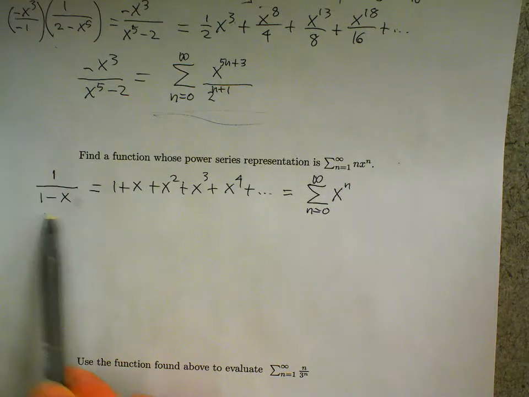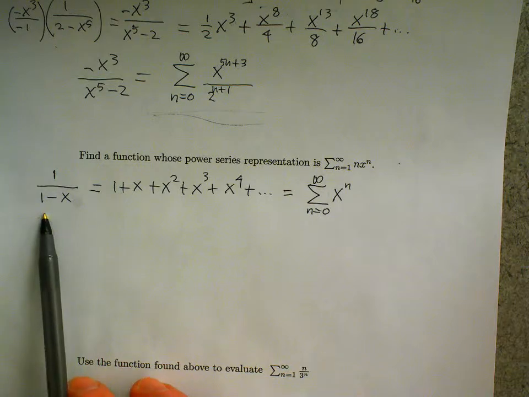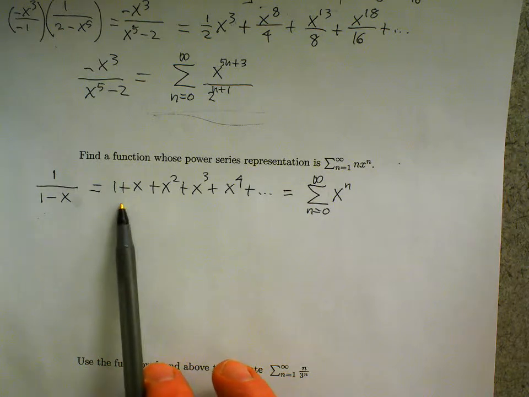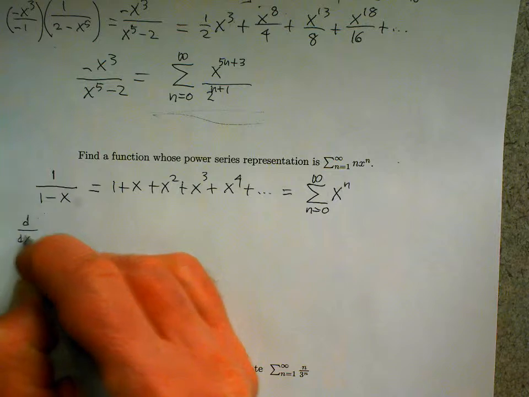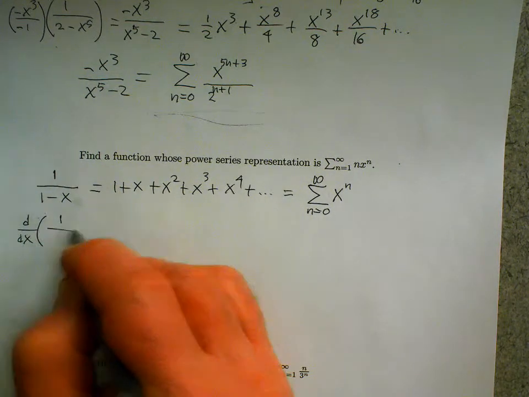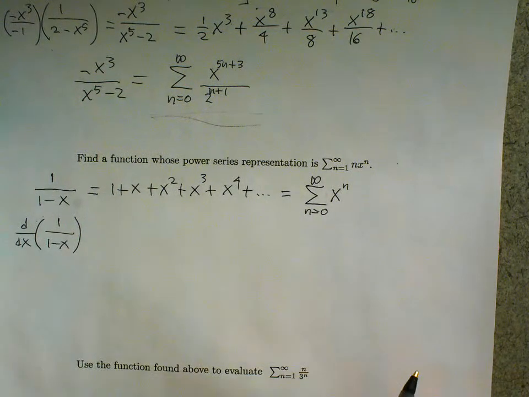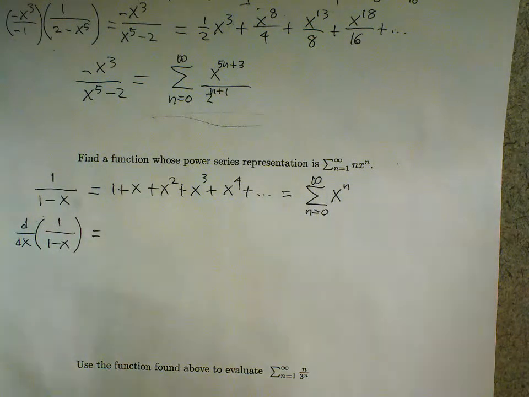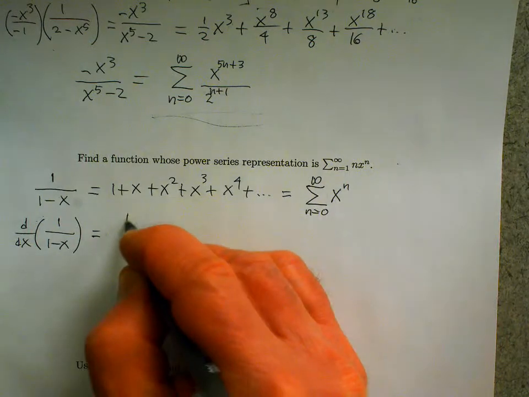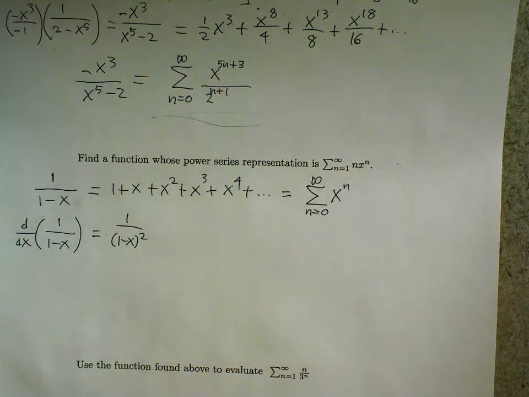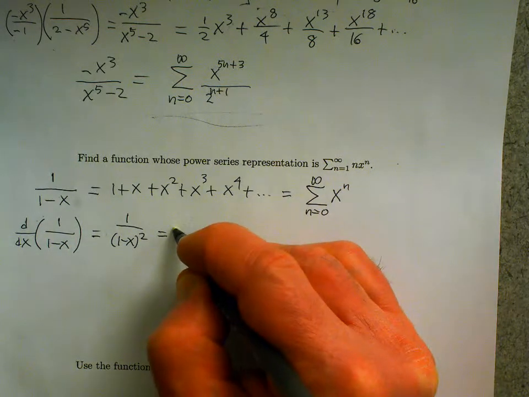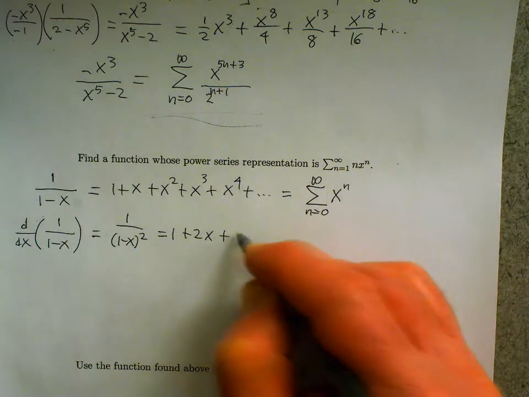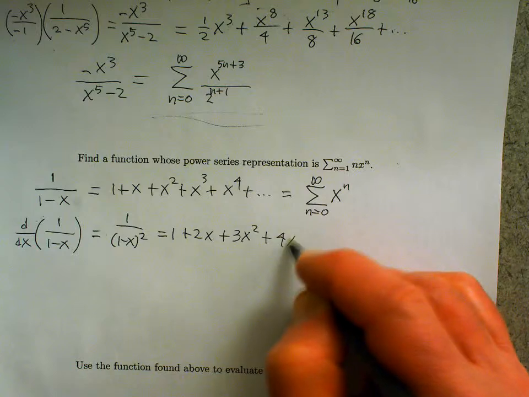Well, if we take the derivative of this function, take the derivative of 1 over 1 minus x, and then on the right-hand side, take the derivatives term by term, let's see what happens. The derivative of 1 over 1 minus x is just 1 over the quantity 1 minus x squared. And on the right-hand side, taking the derivative term by term, we end up with 1 plus 2x plus 3x to the second plus 4x to the third, and so on.